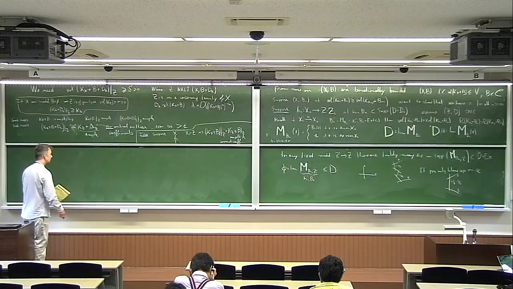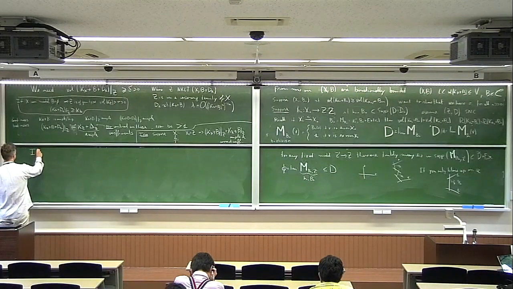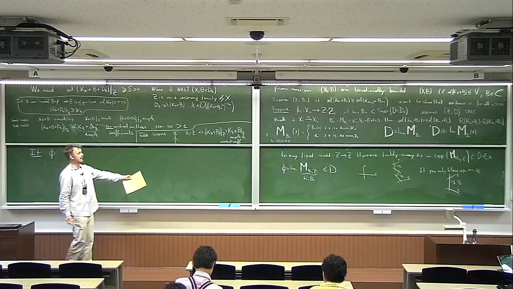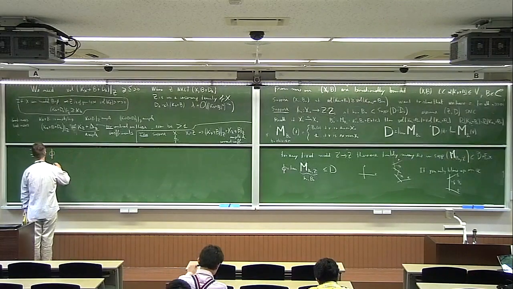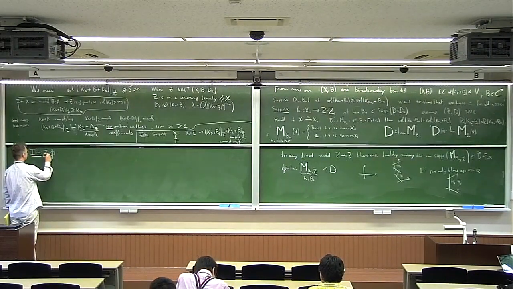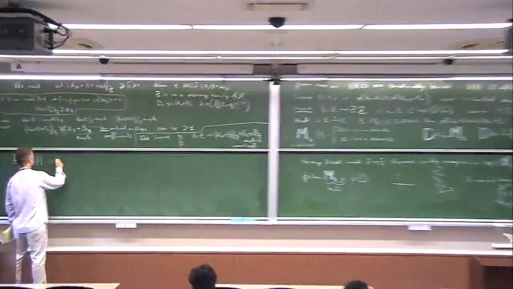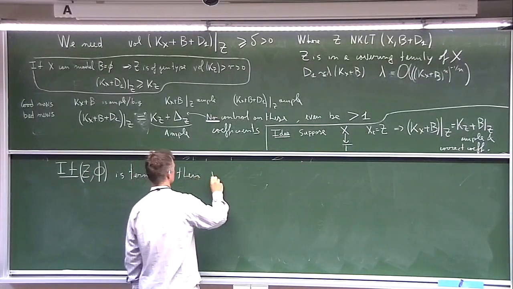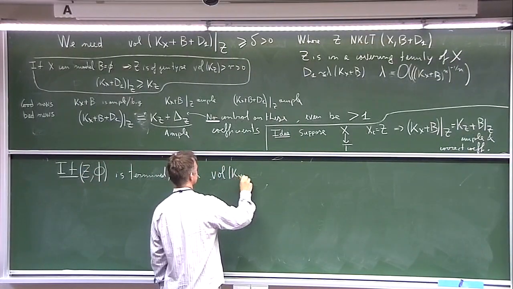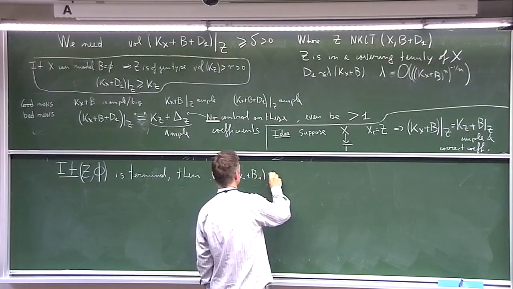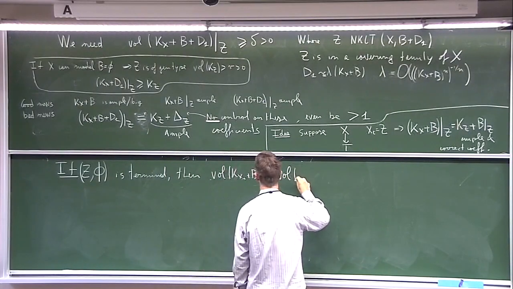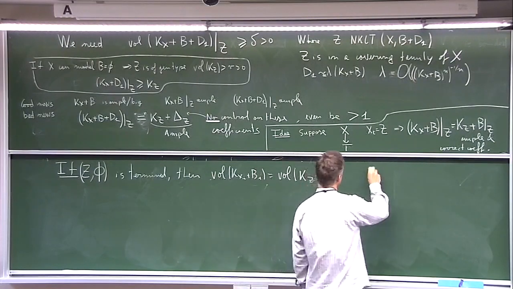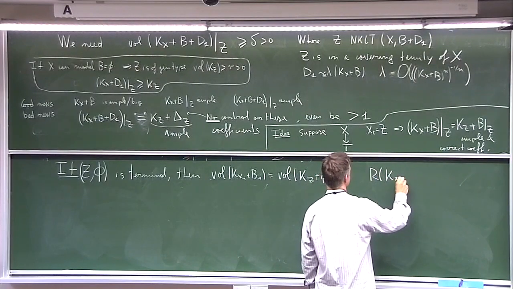Here we go. So let me show you the first easy case. If phi, this divisor that I've defined on Z, so if the pair (Z, phi), in fact, is terminal, then in fact the volume of K_Xi plus B_i is equal to the volume of K_Z plus phi, and in fact I should say the canonical rings are the same.